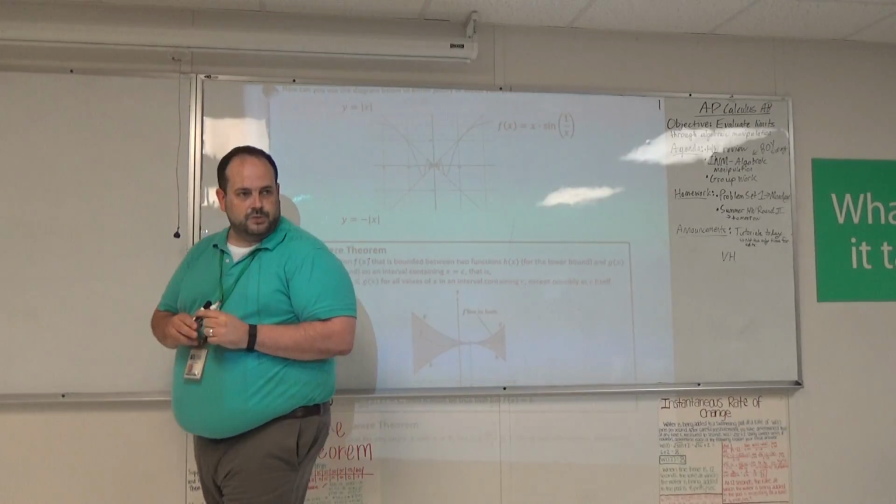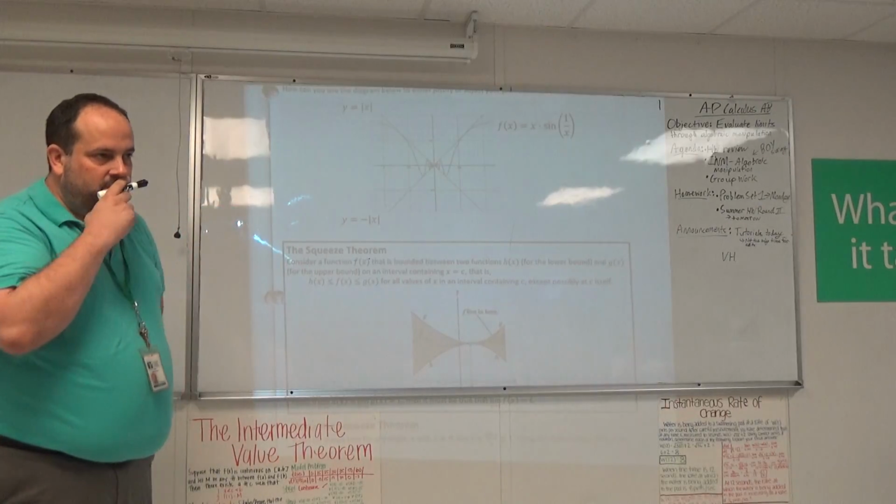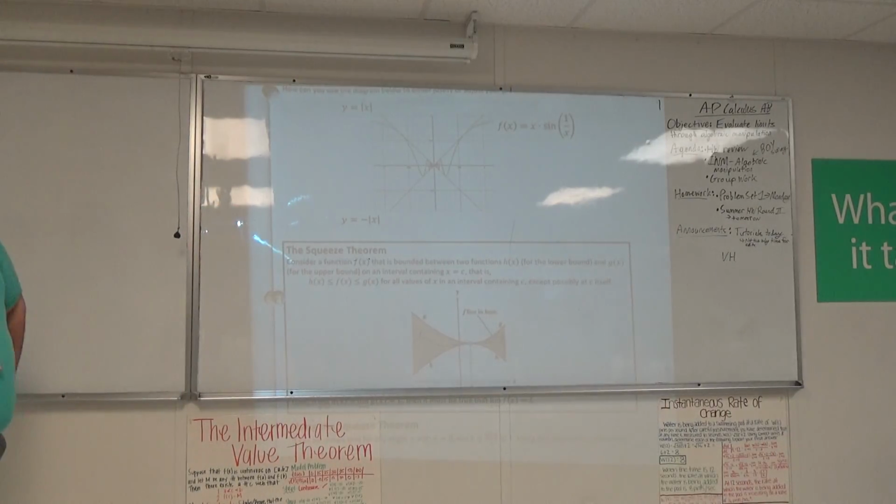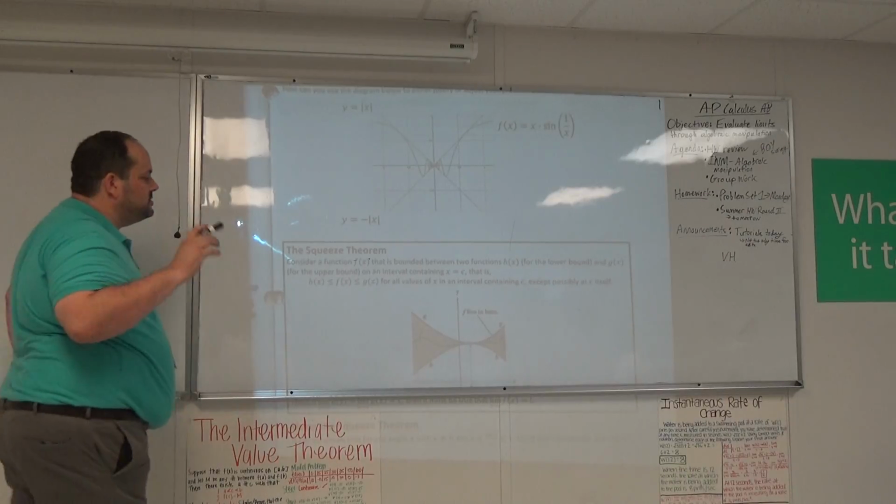What's the limit as x approaches 0? Can't really see. What do we think? Not close. You've got the graph in front of you. What's happening? What's happening to those y values?